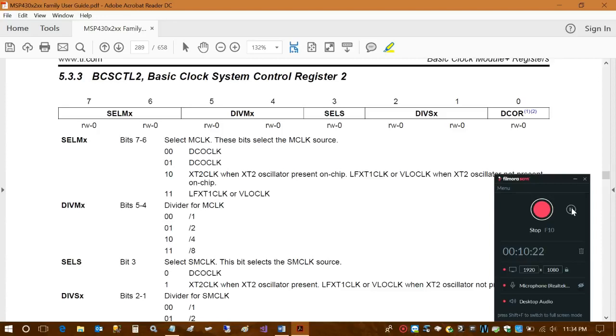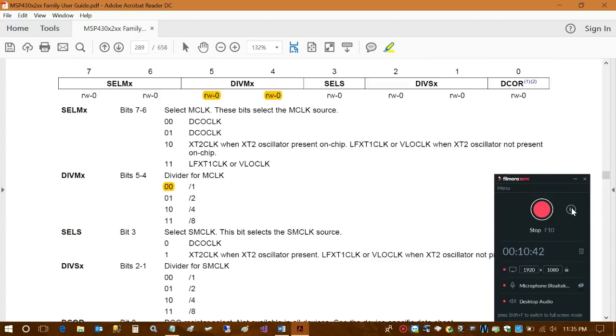And then DIVMx, that is the divider for the main clock. So the main clock usually we do not divide, only in very rare occasions you would like to divide the main clock. It's a prescaler for the main clock, so usually we go for 0 0. That is why you can see the default values are 0 0. And SELS is nothing but select SMCLK, so you can select the source of the SMCLK.